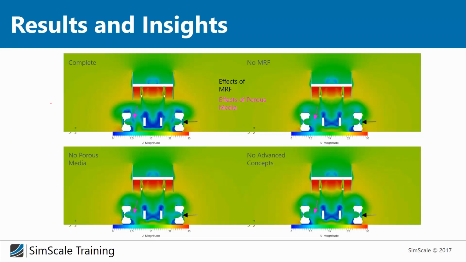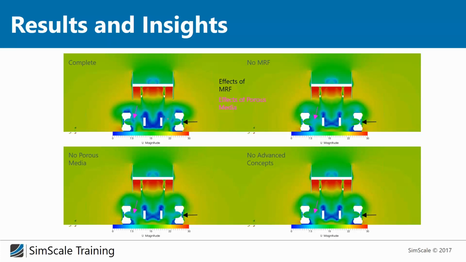And now let's just compare it. There are 4 different simulations. The left upper corner is what I showed you, including MRF and porous media. Right is without MRF. This one is without porous media, and this is without porous media and MRF. And you can see there are differences in the results, especially when you take a look. The effect of porous media is marked in magenta, like here, the wake of the rim.